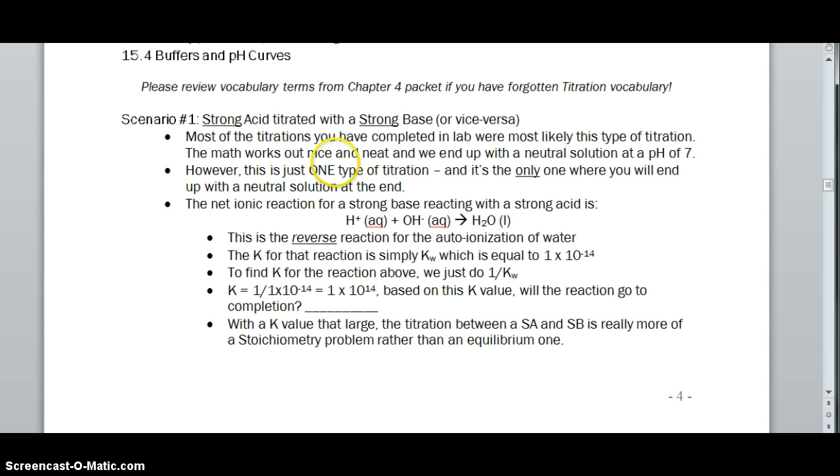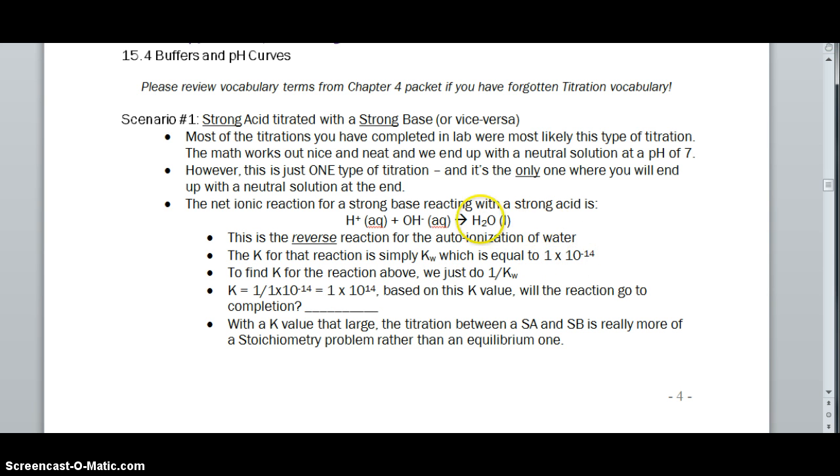And so the strong acid, strong base case, when you think of neutralization, you obviously think of a pH of 7. And this is the only scenario where you will end up with a pH of 7 at the equivalence point. And the reason is, if you look at this net ionic equation, the H+ comes from the strong acid, the OH minus comes from the strong base, you make water. That's actually the reverse reaction for the autoionization of water. And we have a Kw for that, which is 1 times 10 to the negative 14th.